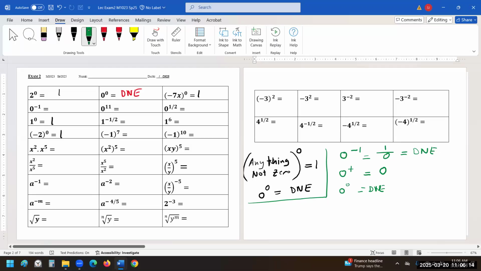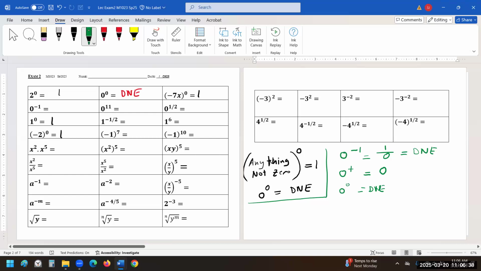Any negative fraction, the answer doesn't exist. Any negative whole number, the answer doesn't exist. But if the power is positive, it could be anything: 0 squared, 0 to the 1/2, 0 to the million, 0 to the 1,000. As long as it's a positive number, 0 with any positive power is always 0.